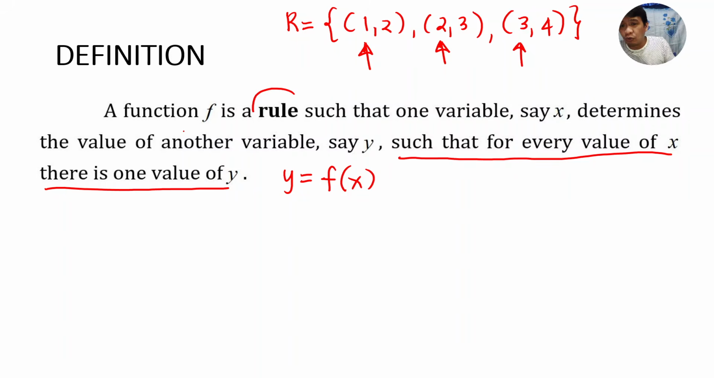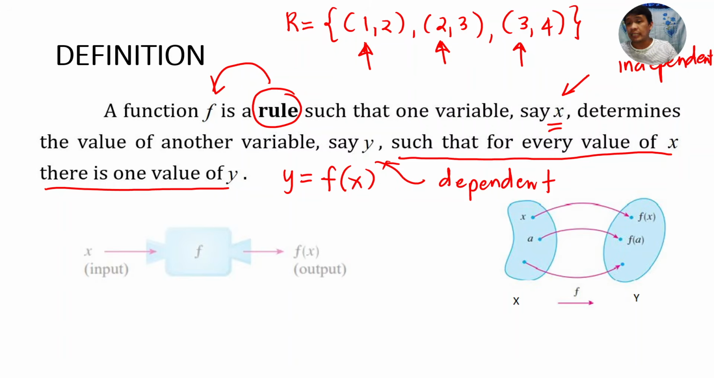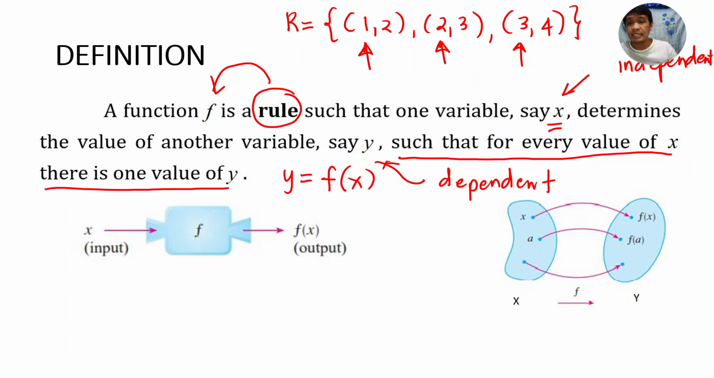Ito ay binubuo ng f which represents the rule, one variable x which is also known as the independent variable, and another variable y which is actually the dependent variable. So, ito ay maihahalintulad natin sa isang machine. So, sa isang machine, meron tayong set of inputs, meron tayong process, at meron tayong set of outputs. And by the way, shout out ko lang tong si Father James Stewart. So, galing sa kanya itong photo or yung image na yan sa kanyang libro.